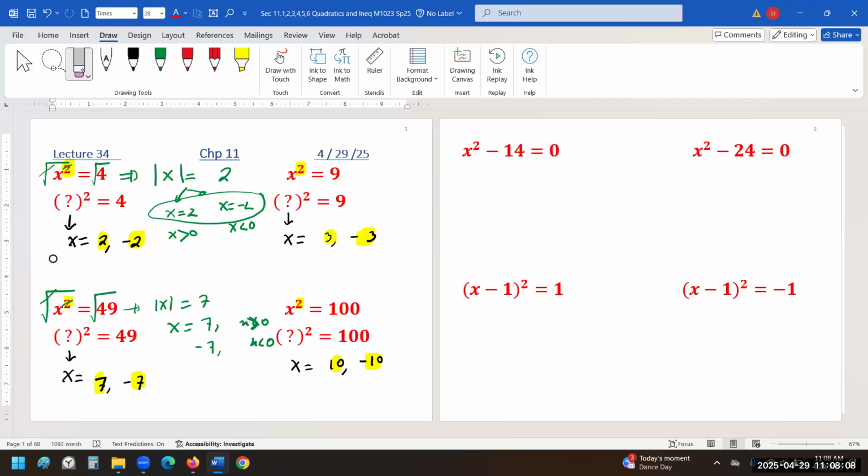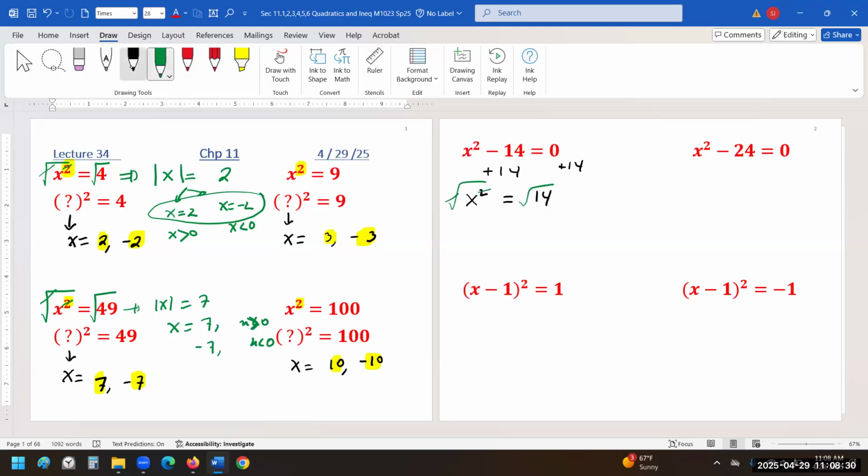Now let's say we don't have our x squared alone, we have x squared minus 14, and our goal is to solve for x. What do we do? Add 14. So we get x squared equals 14. And then we square root both sides.